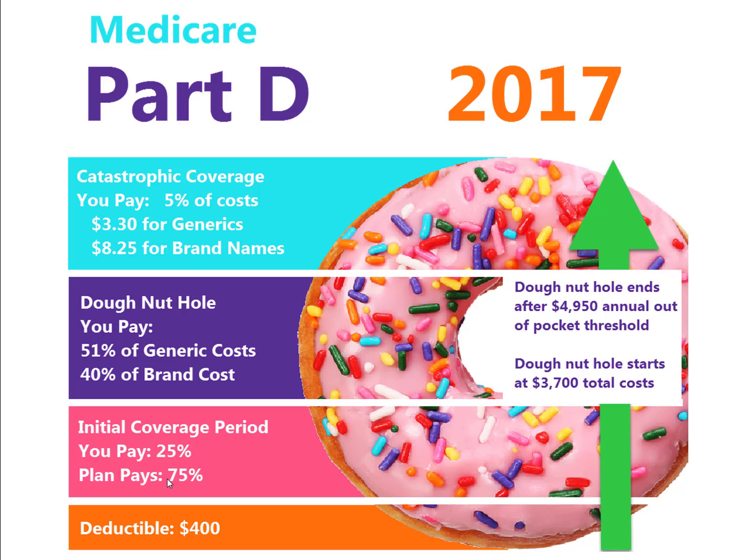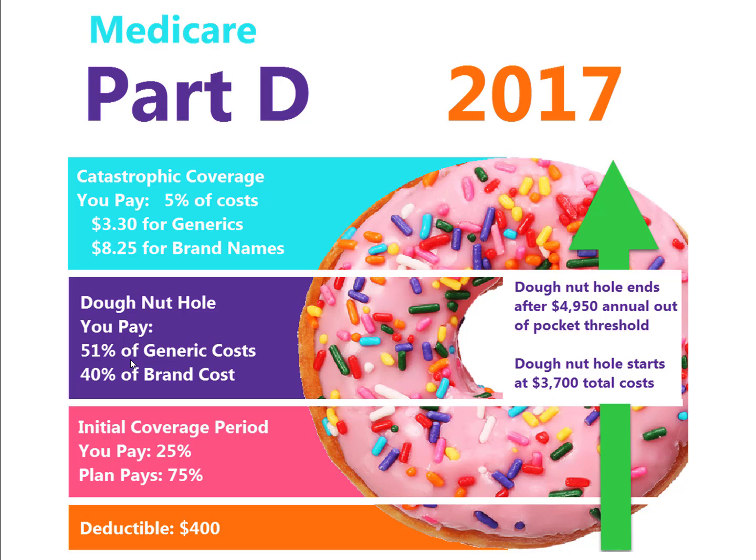Again, these numbers are going to be different once you're on a drug plan, but this is a minimum that the plan must cover. Once you have reached $3,700 in total cost, now that's you plus the insurance carrier have paid $3,700 for prescriptions, you enter the famous donut hole. I'm sure you've heard that term a lot. And while you're in the donut hole, you're going to pay more for your prescriptions. So while in the donut hole, you would pay 51% of generic cost and up to 40% for brand cost.